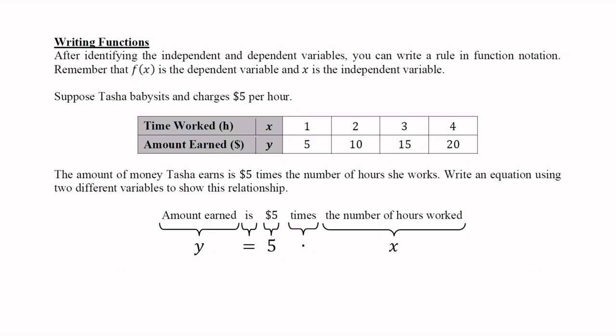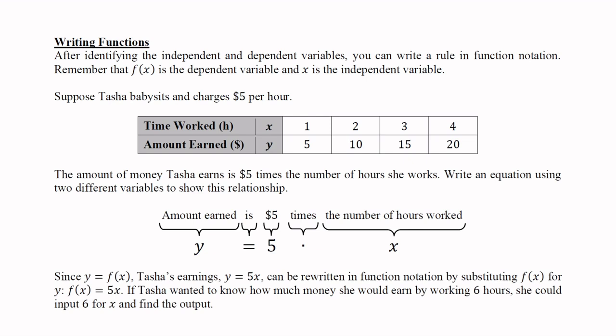We can find out how much she earned by putting in how many hours she worked. Since y equals f of x, Tasha's earnings, y equals 5x, can be rewritten in function notation by putting f of x in for y. So f of x equals 5x. If Tasha wanted to know how much money she would earn by working 6 hours, she could input 6 for x and find the output.